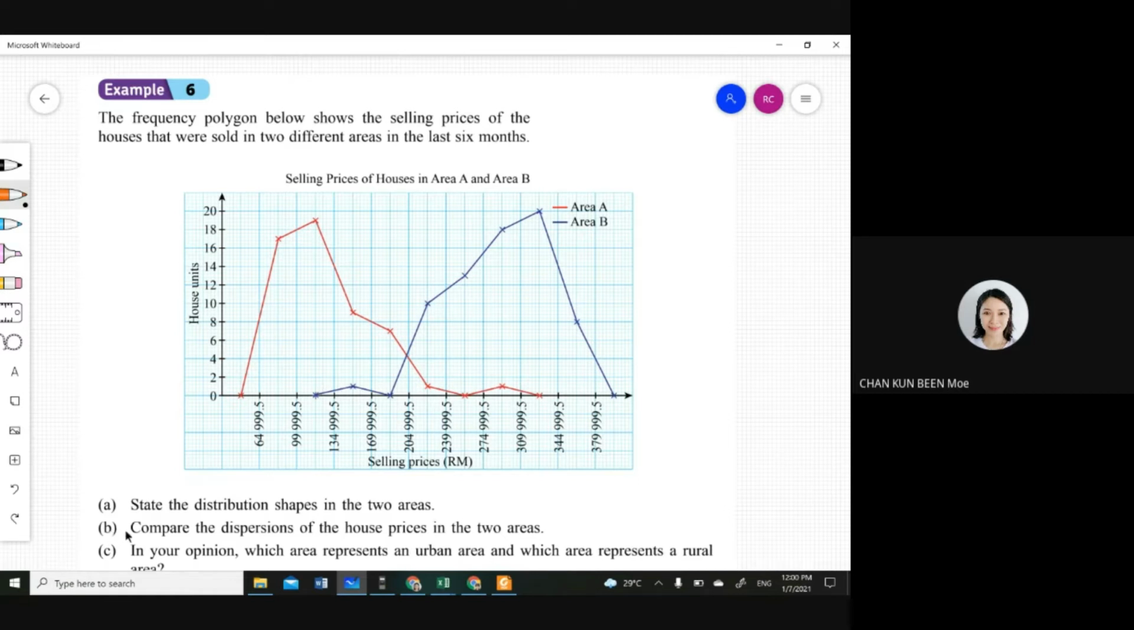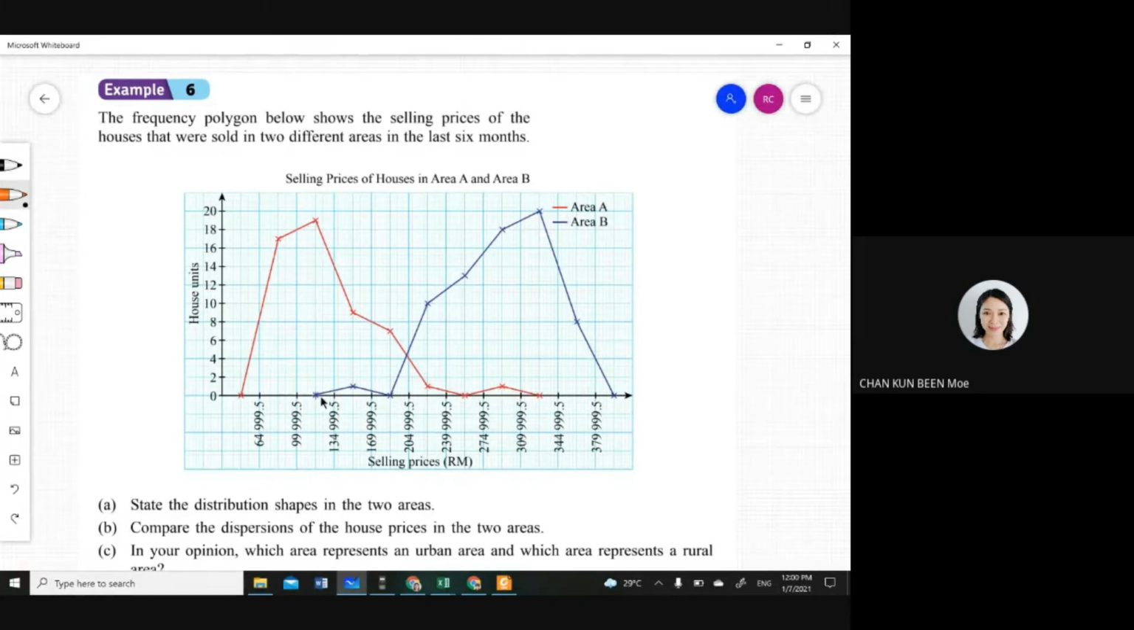Okay, now we look at B. Compare the dispersions of the house prices in the 2 areas. So when you are asked to compare the dispersion of the price, how do you do it? You just need to look at the first point over here till the end. For example, for this area A, I'm going to see how many parts the prices are divided into. So this is half, plus this becomes 1.5, 2.5, 3.5, 4.5, 5.5, 6.5, 7.5, 8. So it's spread at different selling prices.